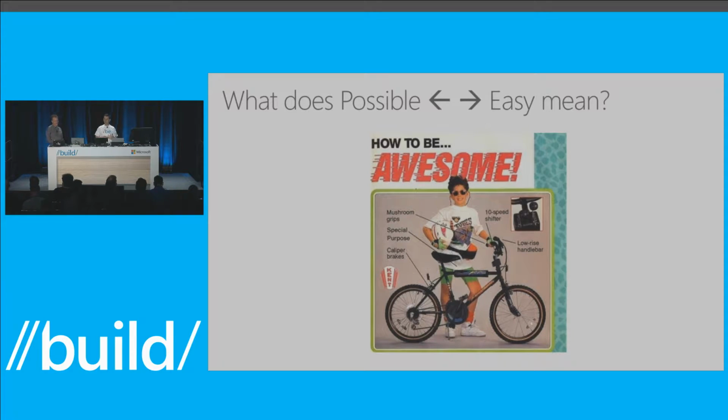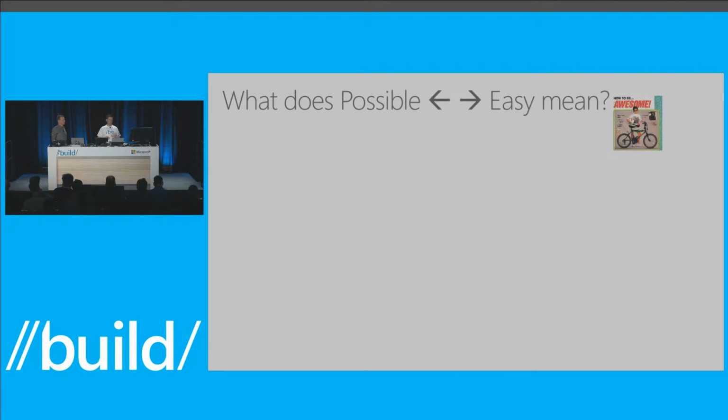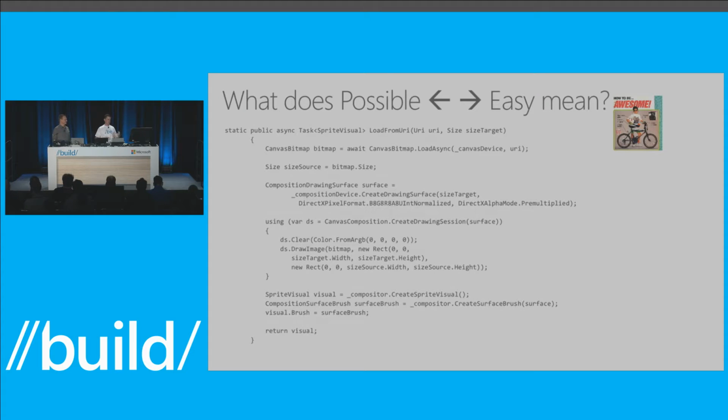So when we think about an image here and how this image gets on the screen, this is how we start thinking about possible versus easy. Now I'm going to spare you the actual Windows image coding code of what it would take to take an image and decode it. But let's look at what the Windows composition code might look like to get an image and display it on the screen. So there's a lot of code here, right?